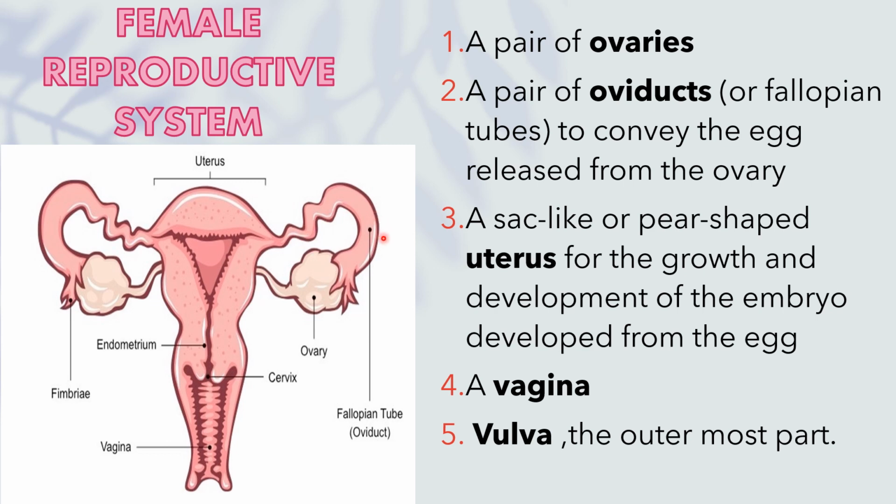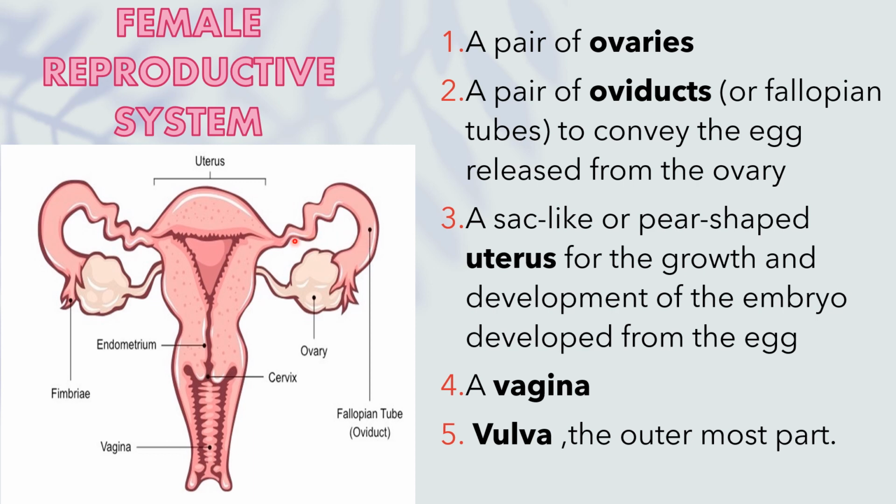Oviducts: here you can see that these are oviducts, tube-like structures, also known as fallopian tubes. The function of the fallopian tube or oviduct is to convey the egg released from the ovary.